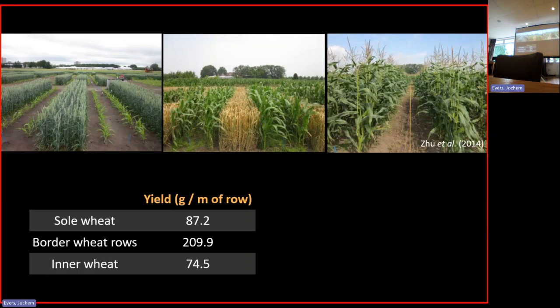But then if you look at the border wheat rows, so those are the wheat rows adjacent to the maize strips, those wheat rows produce much more, triple. So these rows are doing particularly fantastic. Well, I'm sure you get an idea why these wheat rows are doing so well, knowing what you know about intercrops, right? So why are they doing well? More light. They get more light. Why do they get more light? Because there's more space, right? Because these maize plants are still very small.